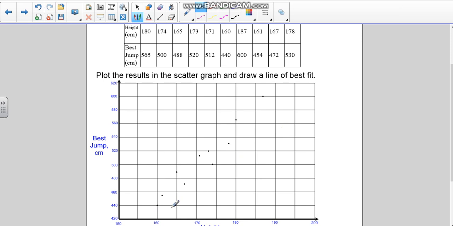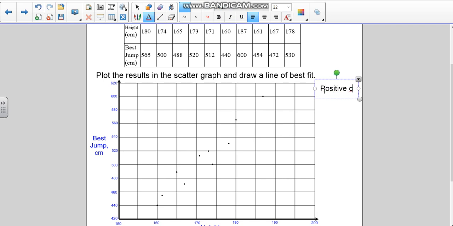Okay, so just looking at the general pattern is going in this direction, which is telling me that taller men can jump further. So a very tall man can jump a lot further than a shorter man can. So that is what we learned last week, positive correlation. All right, so this has got positive correlation.